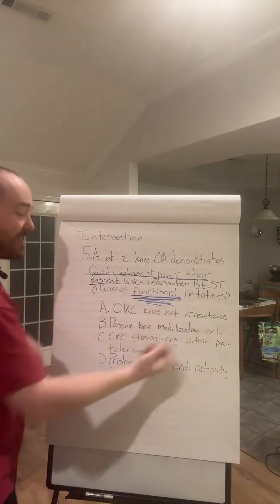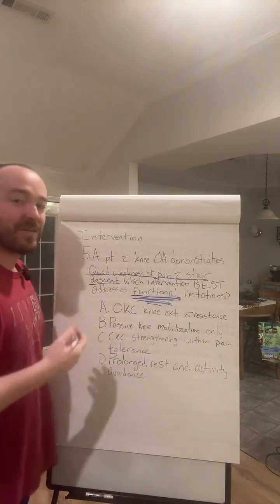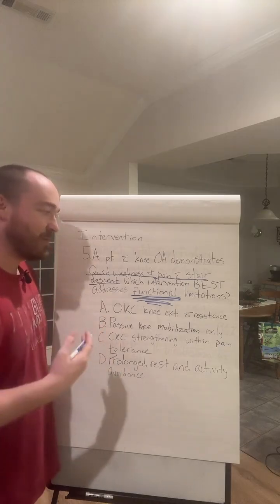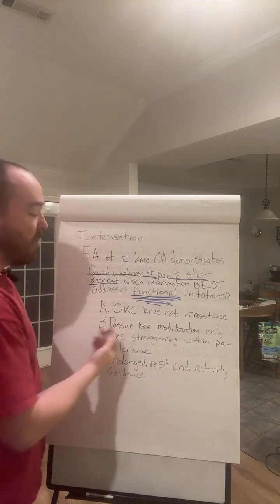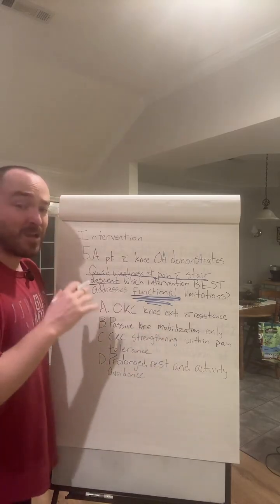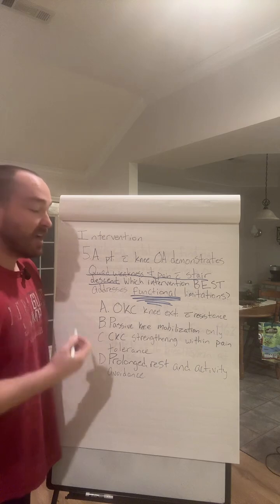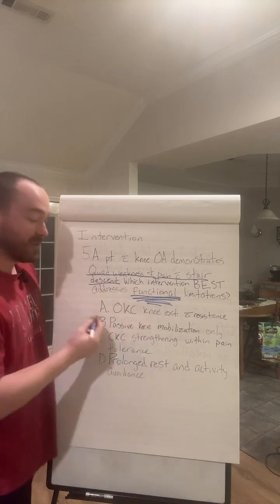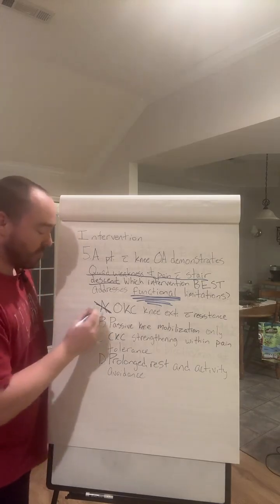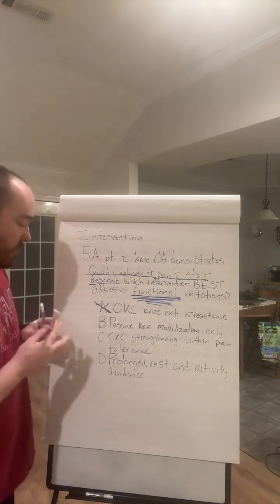So, functional limitations. Let's just go over these. Which of these is going to help address their function, right? It's going to help promote and simulate their function. A, open kinetic chain knee extension with resistance. While this may be a good exercise, it's not going to be the one that addresses their functional limitations, because open kinetic chain means they're not weight bearing. Oops, I like the red markers for the wrong answers.